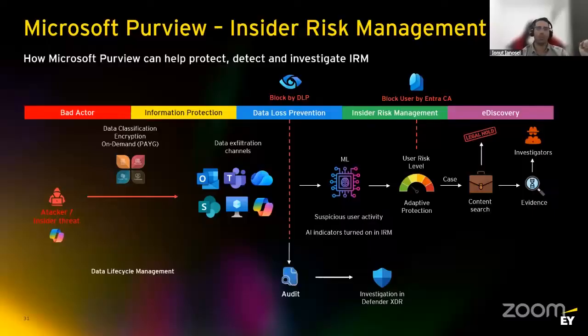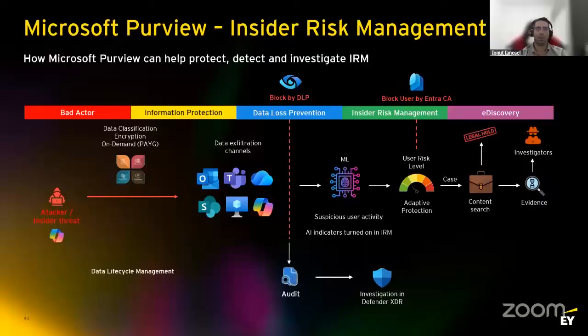Then we have data loss prevention in place. So when the leaving employee or the insider tries to export sensitive content or upload this content to his personal Box, DLP policies will block the action. This happens in real time across Microsoft 365 apps and AI assistants. Then we have insider risk management, as previously mentioned. It monitors user behavior and assigns a risk level. Then we have conditional access in place, where if the risk is high, we can block the user, for example.